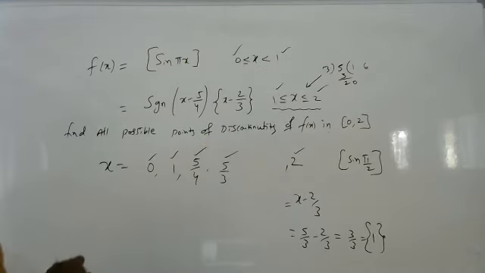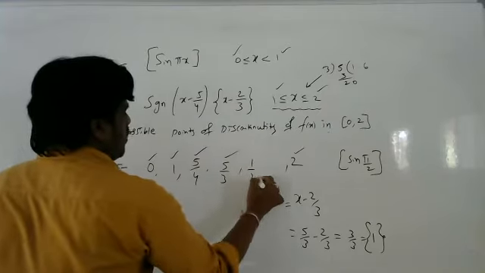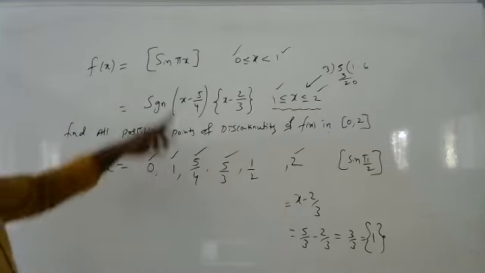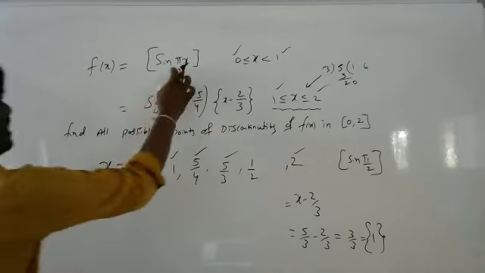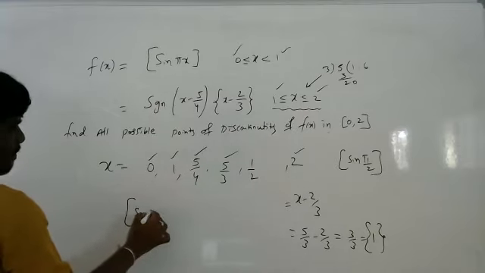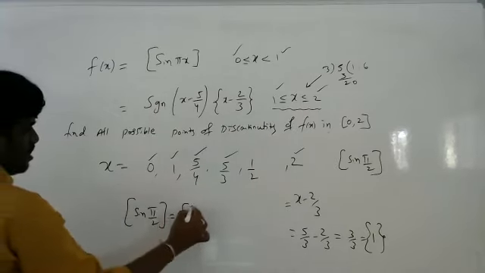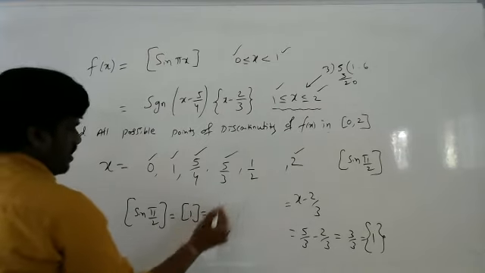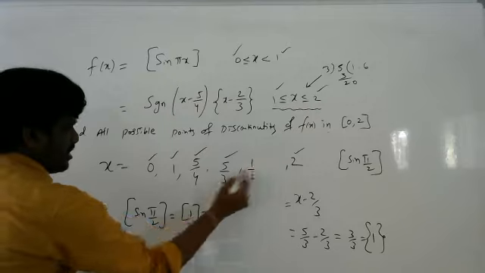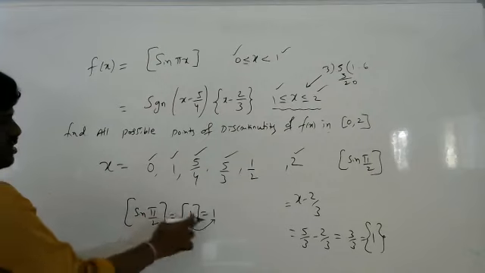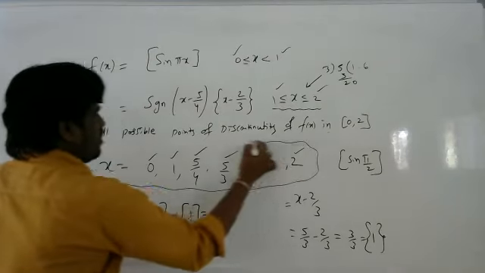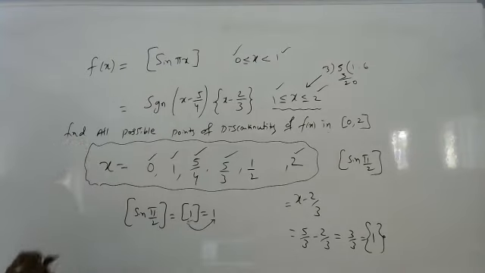And if I keep x equal to half, here you get sine pi by 2, and you are getting an integer. Greatest integer of sine pi by 2 is the greatest integer of 1, which is 1. So you are getting an integer for half. So these are the points of discontinuity. These are the possible points of discontinuity. But the question is how many possible points of discontinuity there are.